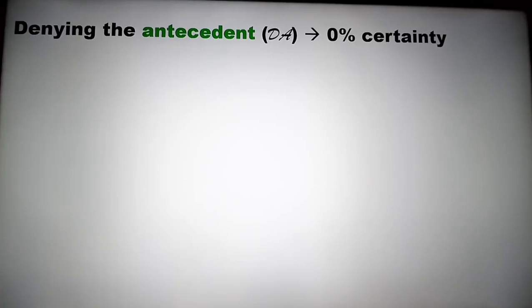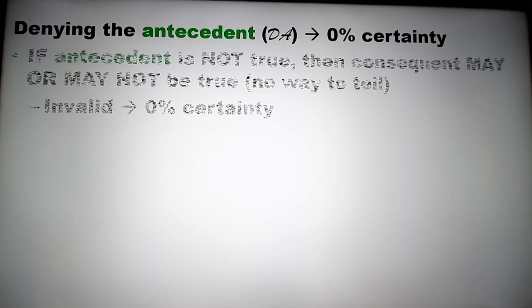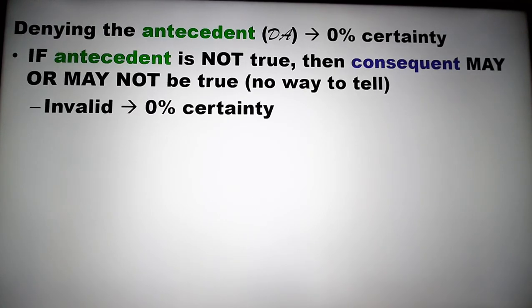What if, on the other hand, we deny the antecedent? I'm abbreviating that as DA so you can remember it. AA was valid. DA is not valid. It actually will give us 0% certainty about the conclusion. Because if the antecedent is not true, then, as we'll see, the consequent may or may not be true. And we have no way to tell from that particular argument.